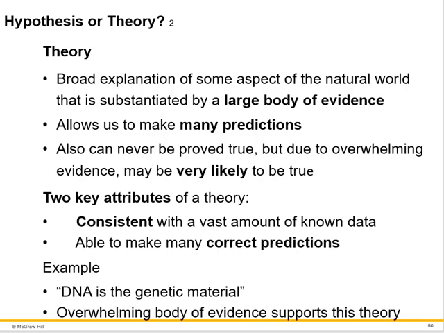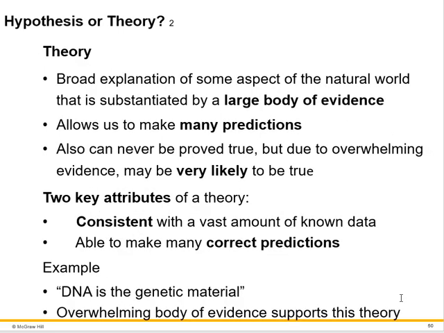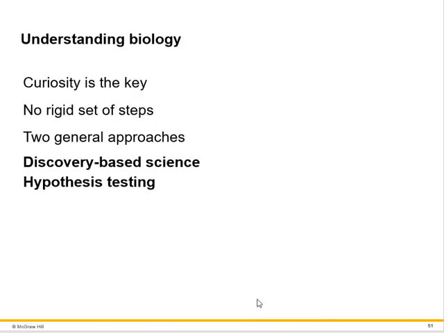Whereas with a hypothesis, it's one or two observations. So previous experiments are small amounts of observations, and you can make a prediction, but it may be incorrect. Whereas when you make a prediction from a theory, it's usually correct. It allows you to make correct predictions. So I do want you to be able to differentiate between a hypothesis and a theory.